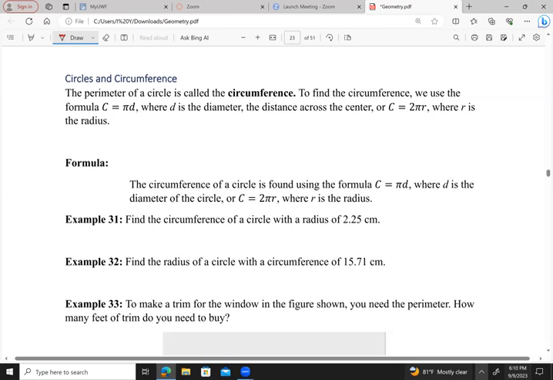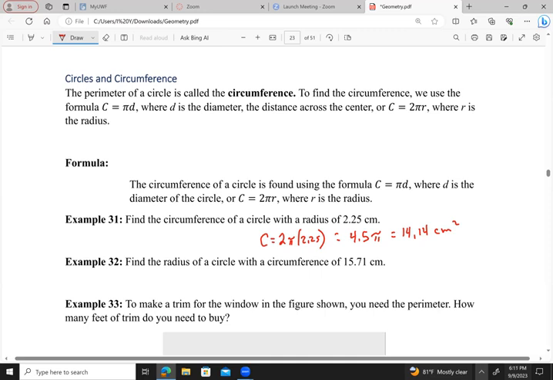To find the circumference of a circle with radius 2.25 centimeters, C equals 2 times pi times 2.25. So we're looking at 4.5 times pi. 4.5 times pi equals, and we get 14.14 centimeters.